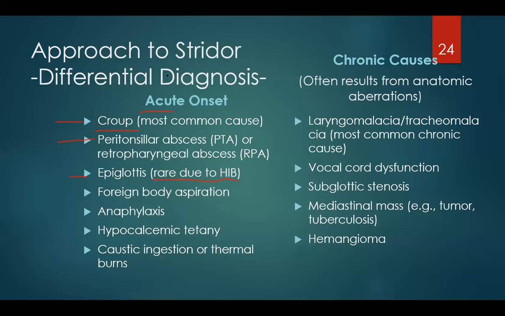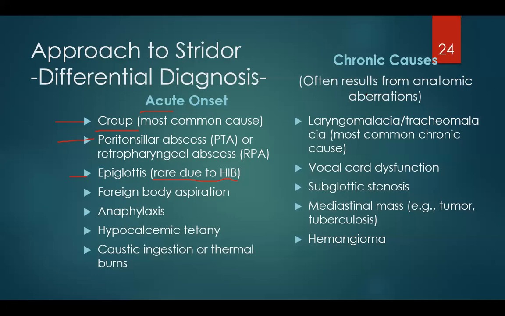Also, with an acute onset and no sign of a disease state or infectious process, foreign body aspiration can cause acute onset stridor. Anaphylaxis can cause acute onset stridor. Hypocalcemic tetany can cause acute onset stridor, and so can caustic ingestion or thermal burns. When you ingest a toxin or you have a thermal burn, you have swelling of the upper airway secondary to the insult, causing some stridor.